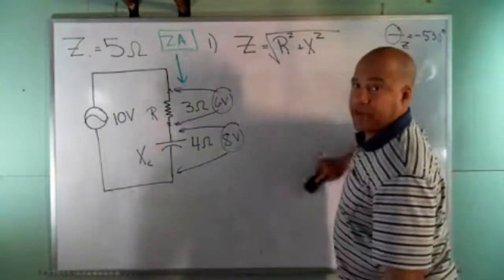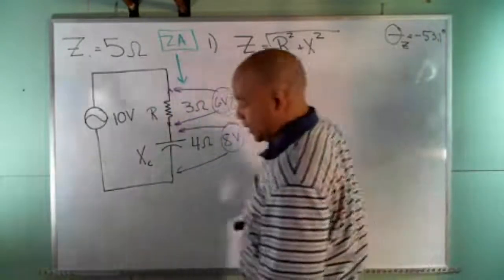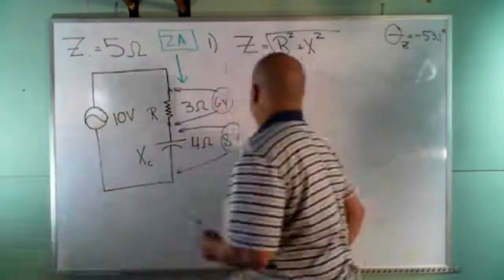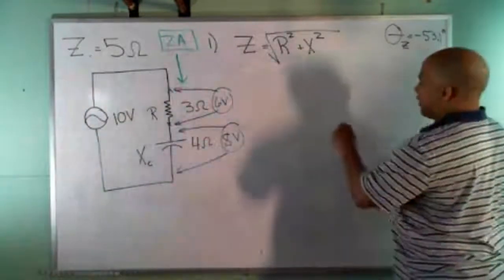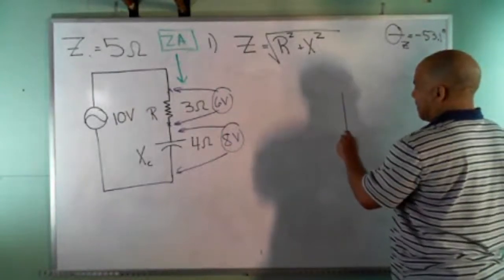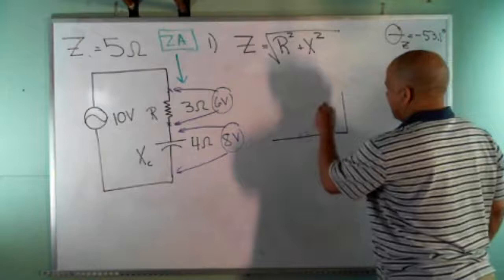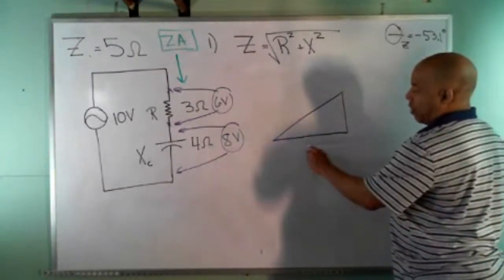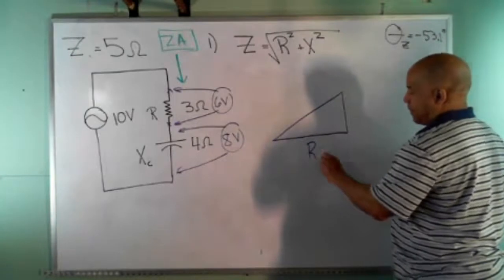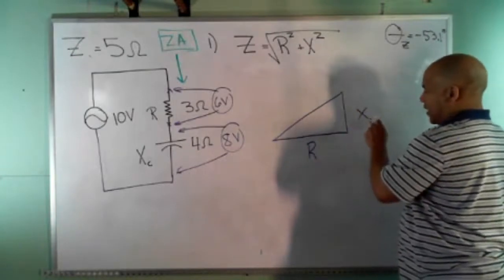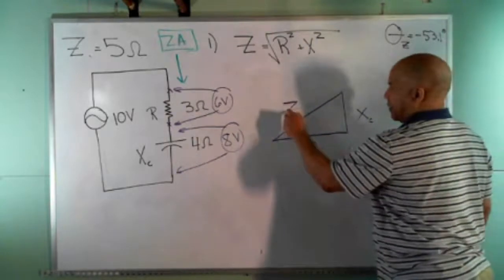Let's go back to our impedance triangle. That's going to help us think about this the right way. So if I go back to my impedance triangle for this circuit, here's what I had. Now I'm not going to put the numbers in there. I know this is R, this is XC, and that's Z.